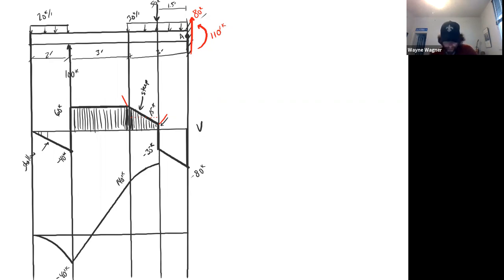Okay, so 56.25. So that's the area of this trapezoid-rhomboid thing. It's 56.25, and it's positive. So we're going to add that on to the 140, and it becomes 196.25 foot kips.